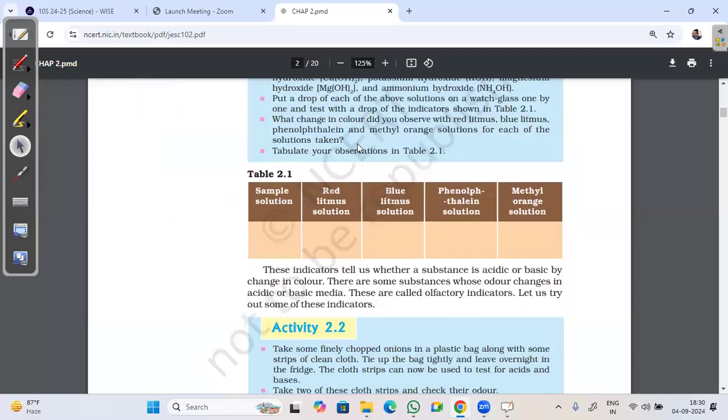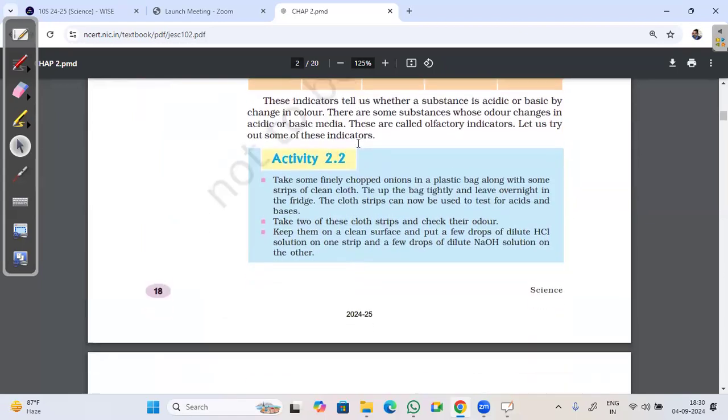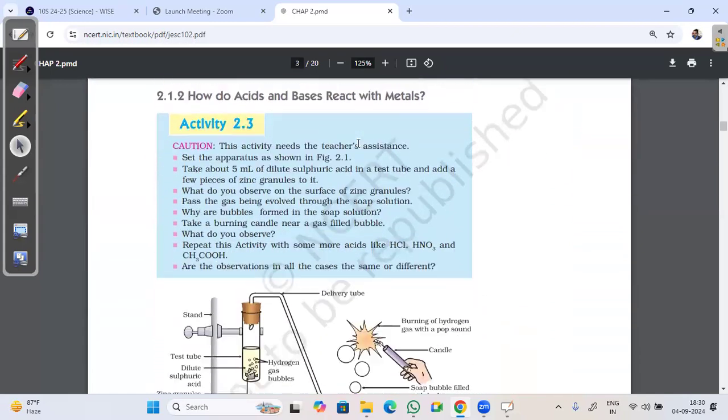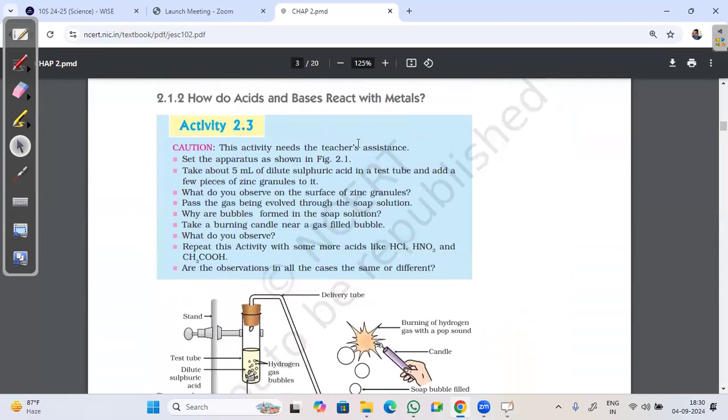Understanding chemical properties of acids and bases. How do acids and bases react with metals? So let us see how acids react with metals. All the acids, they react with metals to liberate hydrogen gas. Right? Almost all the acids react with metals to liberate hydrogen gas. So what are the products found when an acid reacts with a metal?